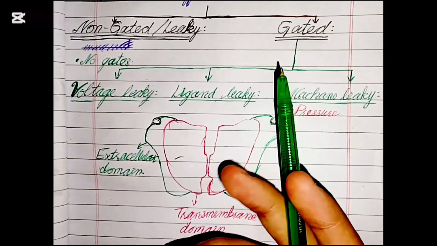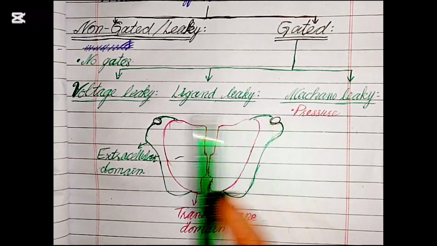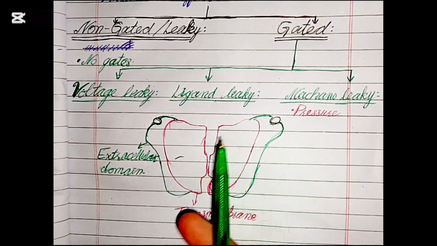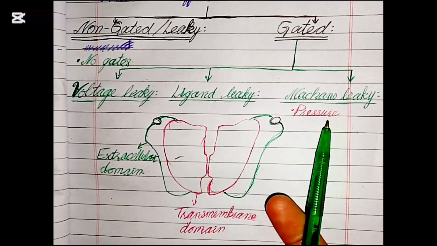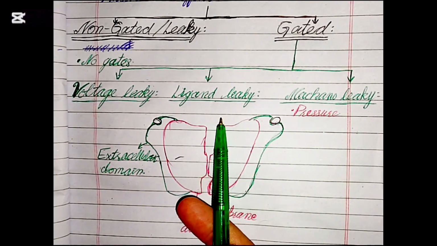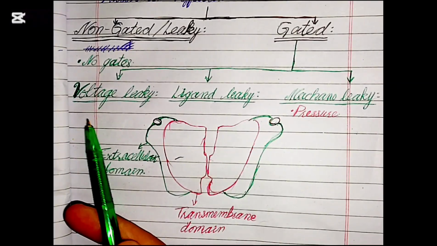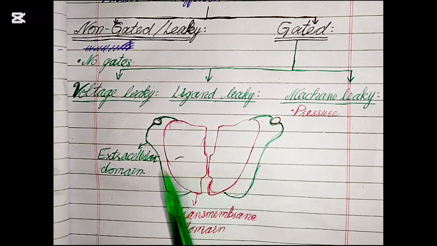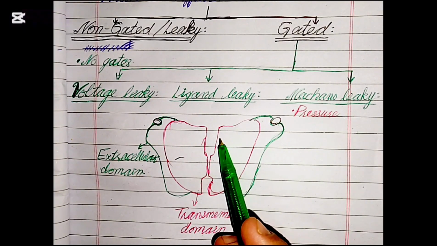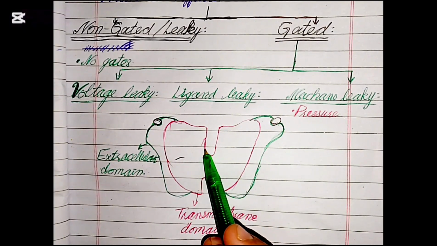There are three types of gated channels: mechano gated channel, ligand gated channel, or voltage gated channel. So let's start with the ligand gated channel. Ligand means chemical. A ligand is a chemical which is needed to open the channel.